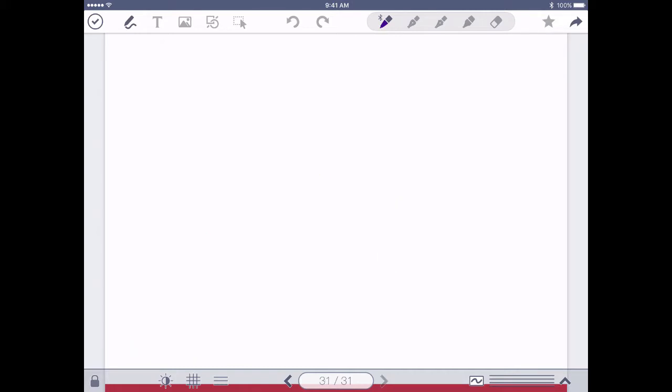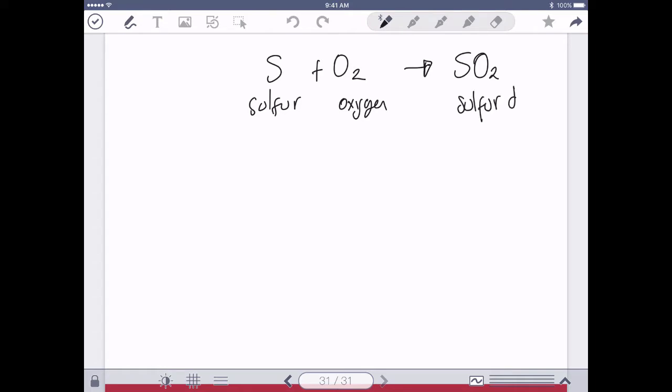Let's look at another example. If I have S plus O2, meaning sulfur plus oxygen, what do I form? I'm going to form SO2, or sulfur dioxide. My question is, is the equation balanced?